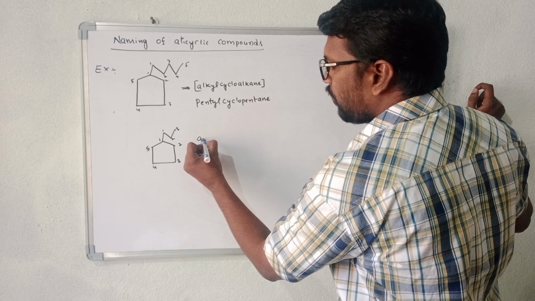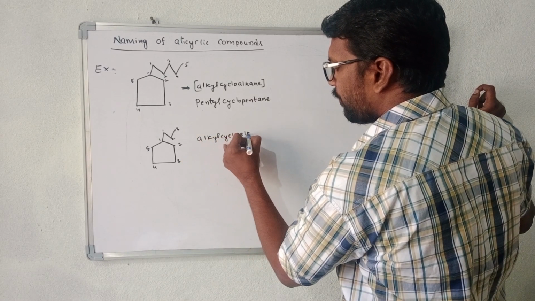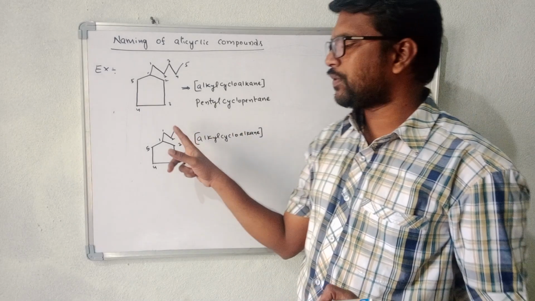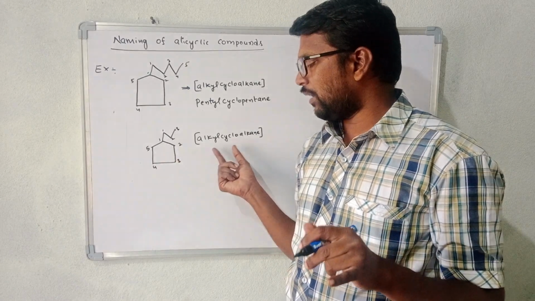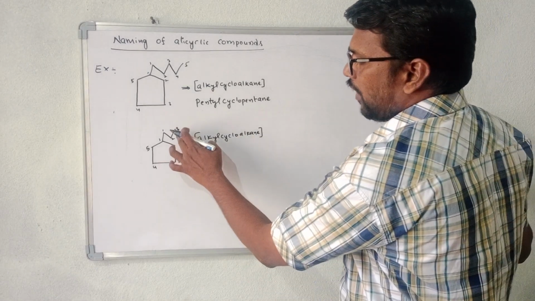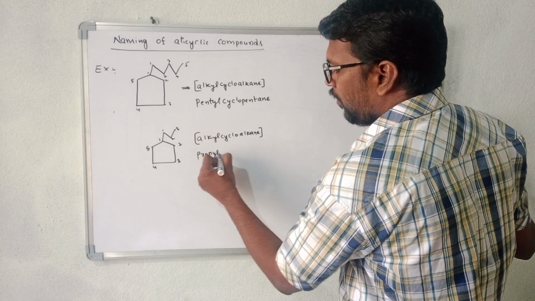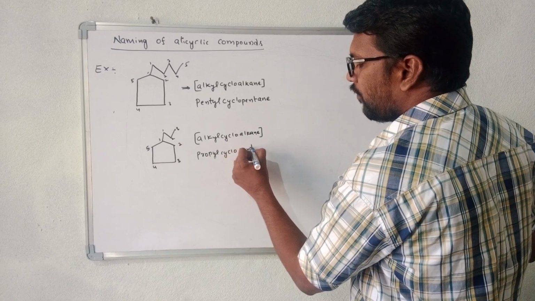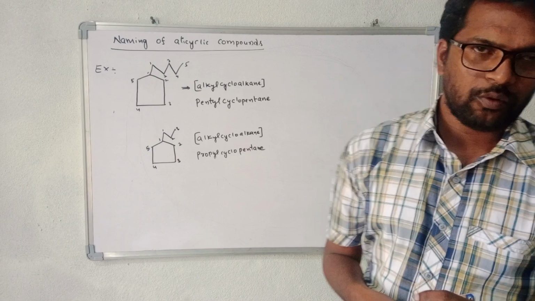In that condition also we can write the name like this, alkyl cycloalkane. We have to follow that. So whenever the number of carbon atoms in the side chain is less than in the cyclic ring, then we can write the name according to the alkyl cycloalkane type. So alkyl means substituent. 3 carbons are present, so we write propyl, cyclo, and within the ring 5 carbons, pent, and we write pentane. So its name is propyl cyclopentane.